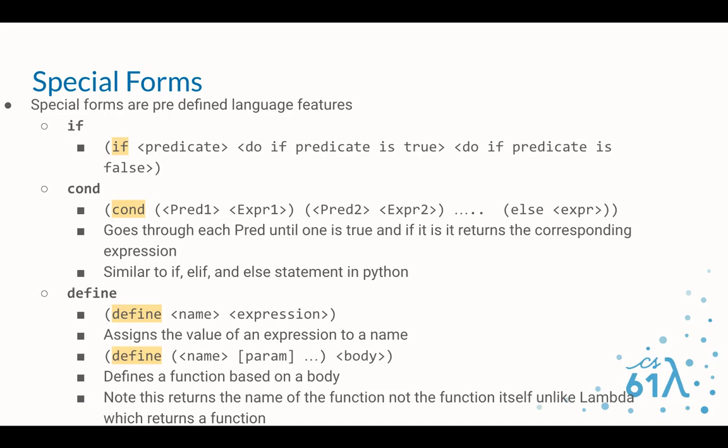So this one's a little bit trickier in the sense that define still does evaluate to something. It evaluates to the actual name of the function, but you have to keep that separate from lambda expressions, which just return a function without any sort of name. So do you have any questions about these special forms? I know these ones are a little bit tricky and there's a lot of technicalities that you have to keep in mind as well.